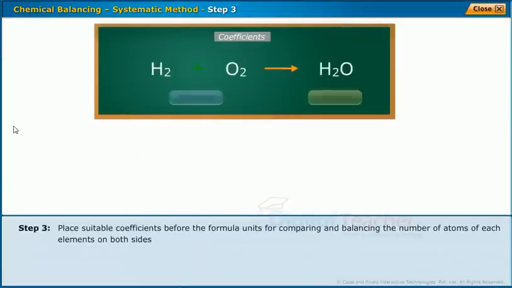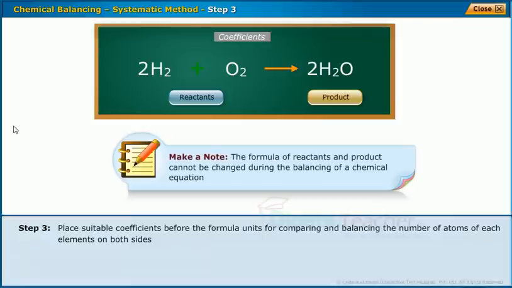Step 3. Place suitable coefficients before the formula units for comparing and balancing the number of atoms of each element on both sides. Make a note. The formula of reactants and product cannot be changed during the balancing of a chemical equation.